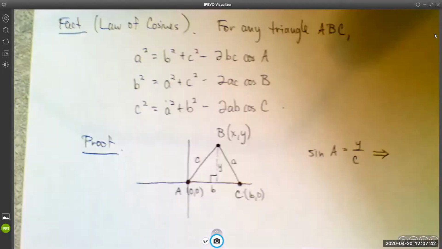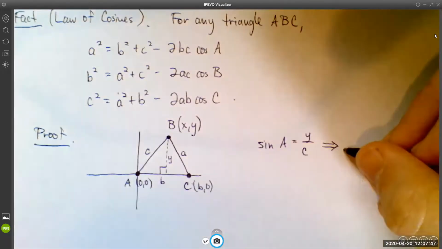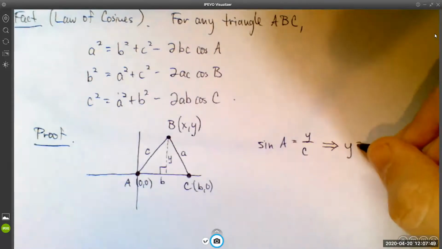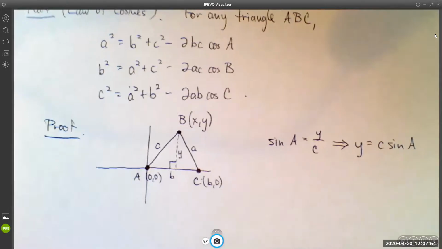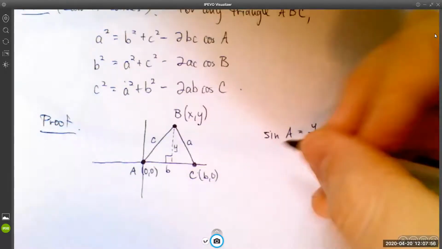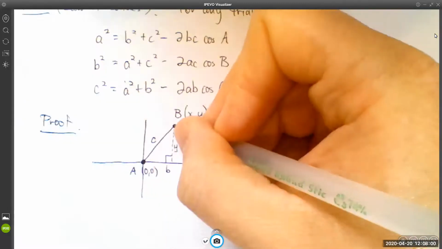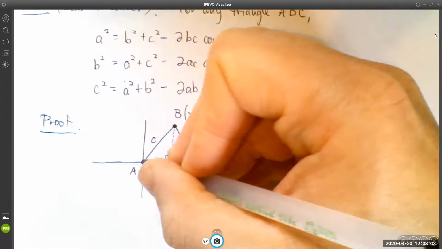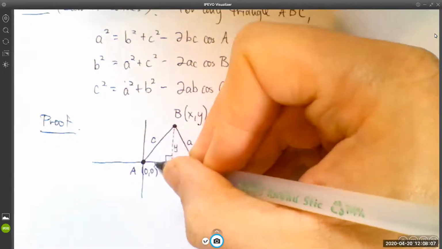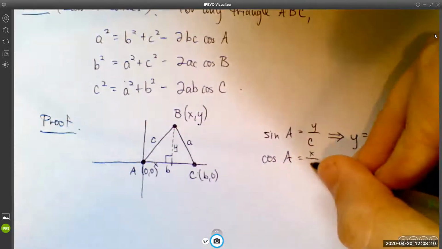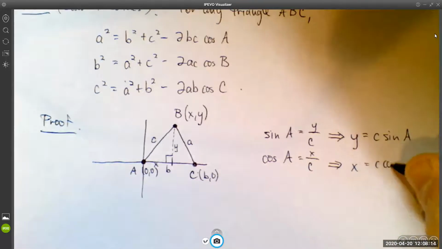And if you solve for Y, then you would multiply both sides by C, and you would get Y equals C sine A. Then I'll do the same thing with cosine, right? Cosine A. Well, again, this is the point (x, y), so that means this distance from here to here should be x, right? So cosine of A is going to be x over C. Solving for x equals C cosine A.